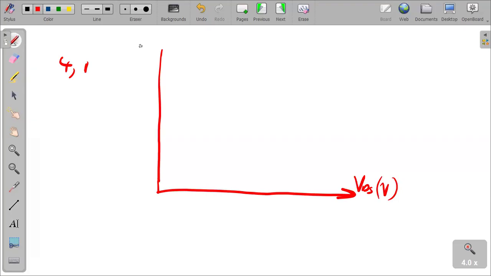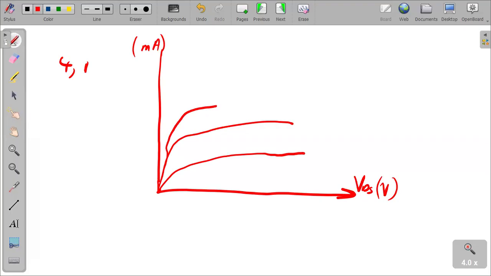And that marks in milliamperes. So we're going to indicate them. Okay, there we are. And there we are. And lastly, there we are.